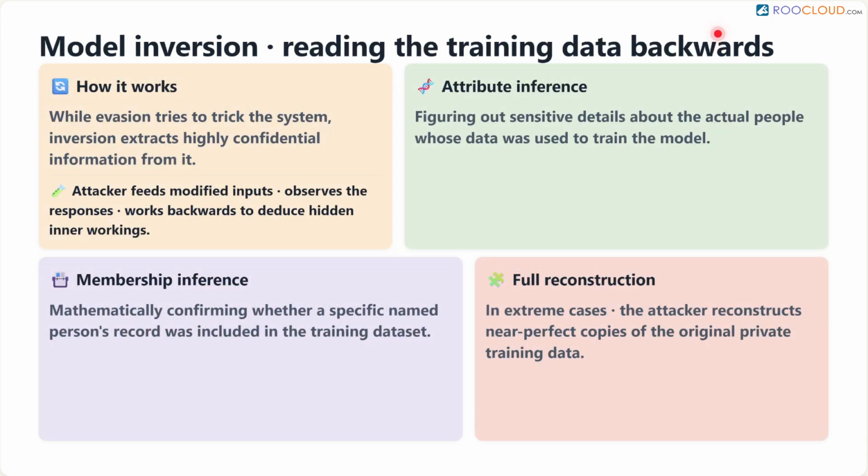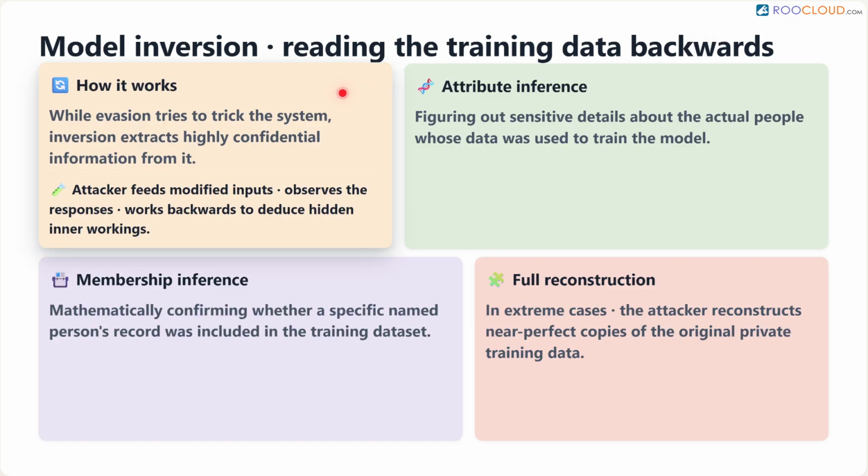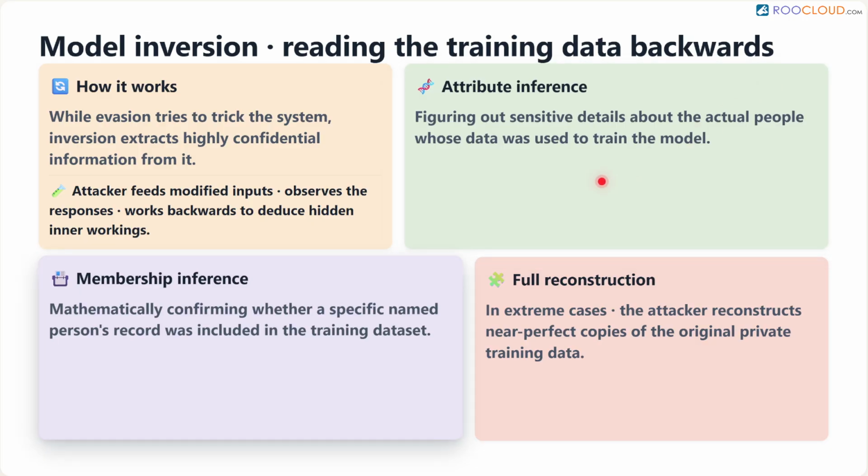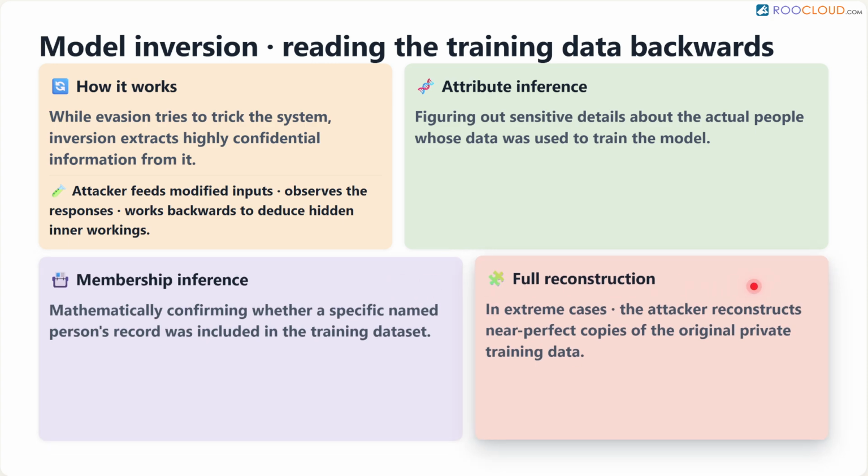While evasion tries to trick the system, model inversion tries to extract highly confidential information from it. The attacker feeds in slightly modified inputs, observes the responses, and works backwards to deduce the hidden inner workings. Through this interrogation process, the attacker can achieve attribute inference, which means figuring out sensitive details about the people in the training data. They can also achieve membership inference, which is mathematically confirming if a specific person's record was used. In extreme cases, they can reconstruct near-perfect copies of the private training data.